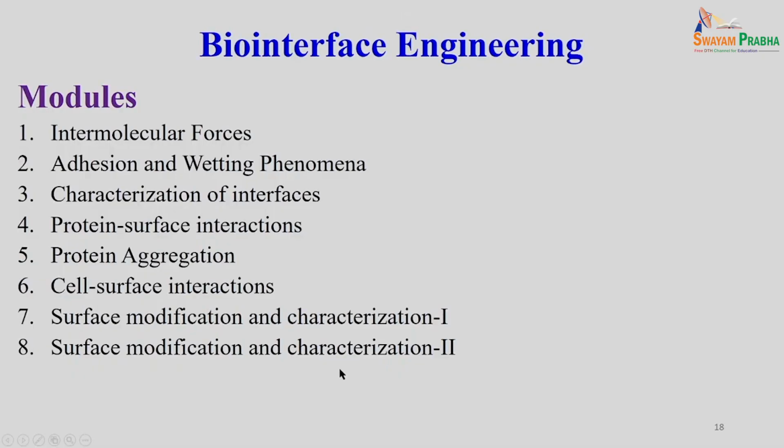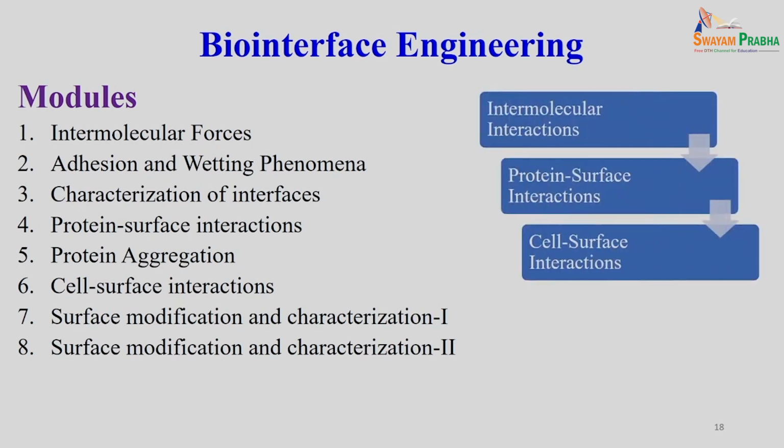Then in the last module, we saw how we can characterize surfaces, and what the different spectroscopic and microscopic methods to characterize surfaces are. Then we discussed in detail a chemical method of surface modification, self assembled monolayers, and the effect of self assembled monolayers on biointerfacial interaction. So, we discussed 2 case studies in this lecture.